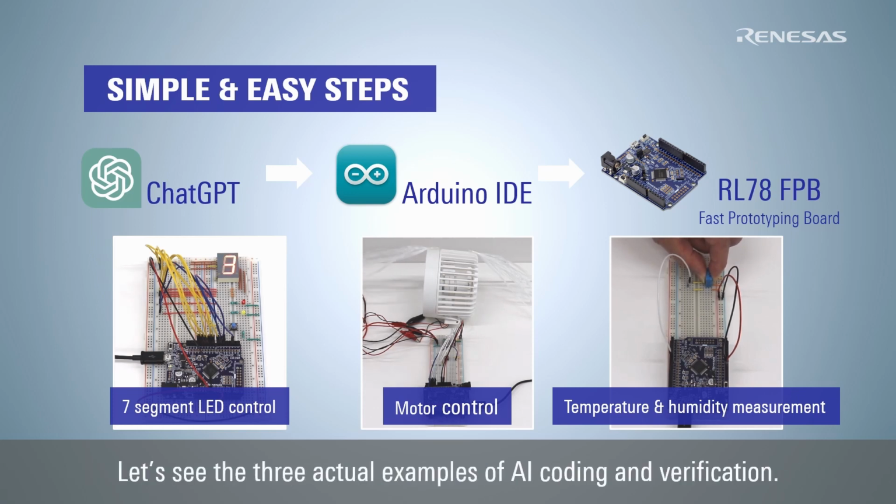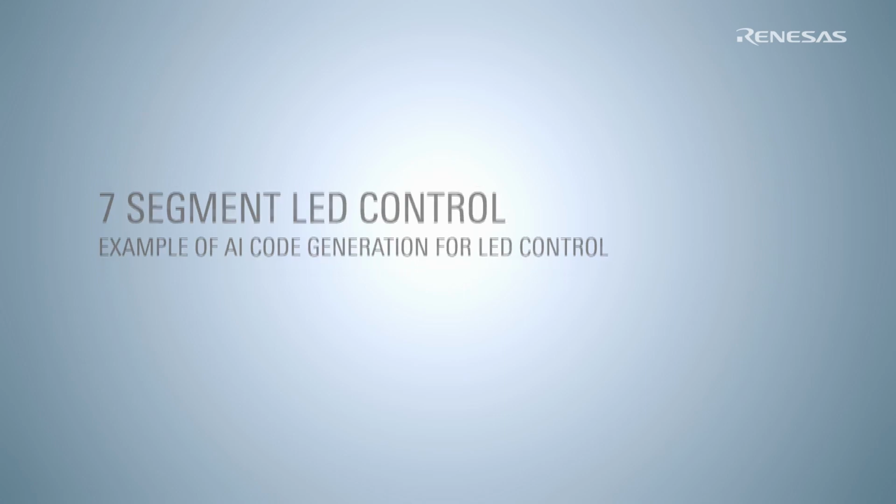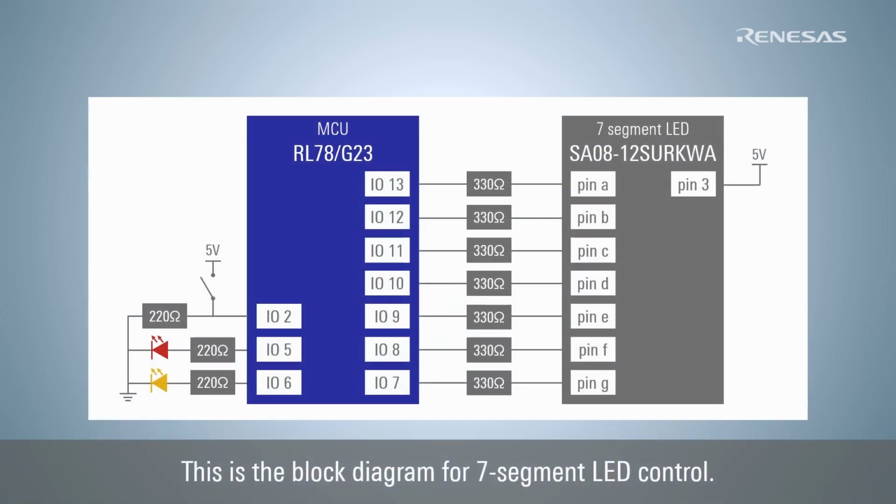Let's see the 3 actual examples of AI coding and verification. First, let me show you the example of 7-segment LED control. This is the block diagram for 7-segment LED control.